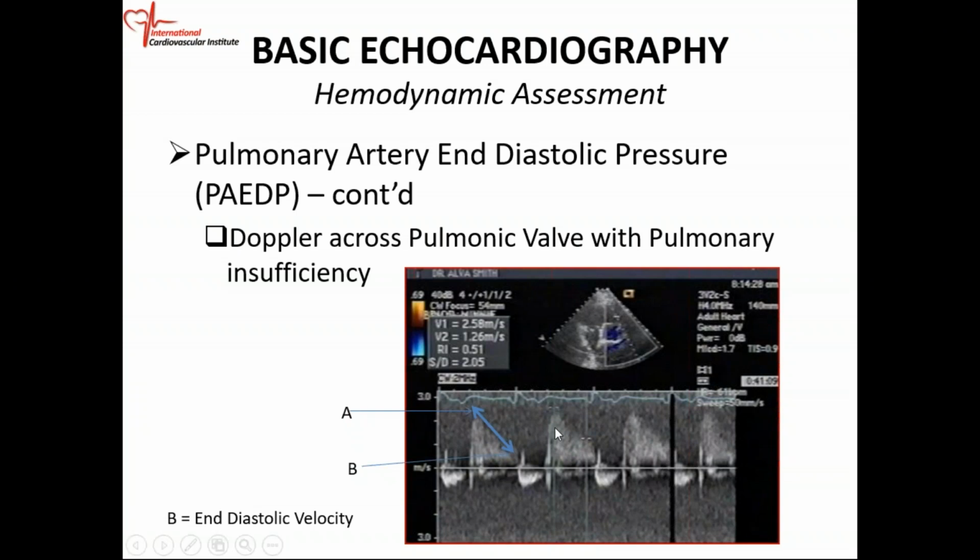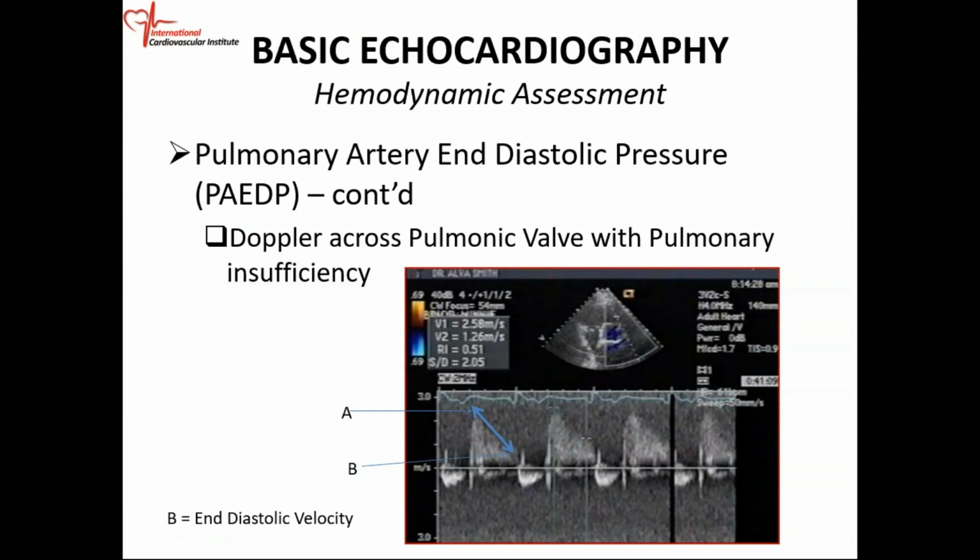It's diastolic. Remember, systole is from the beginning of the QRS to the end of the T wave. Diastole is from the end of the T wave to the beginning of the QRS. So this envelope is a diastolic thing, which is what you expect. It's pulmonic insufficiency. The velocity you're going to use, though, is your end diastolic velocity, this one right here. You can see there are two velocities: an early velocity and an end diastolic velocity. This is the one you're going to use.